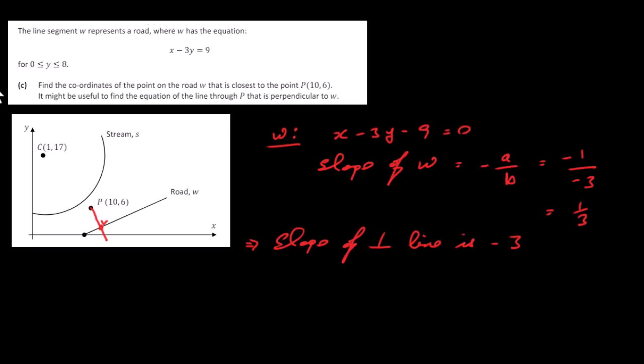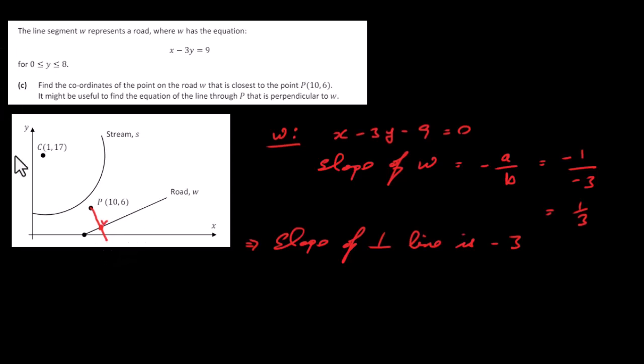So the reason we're doing that is so that if we have the equation of that line, this line here, and we have the equation of this line here, we can do simultaneous equations to find the point of intersection. So that'll give us the coordinates of this point here, which is what we're looking for.